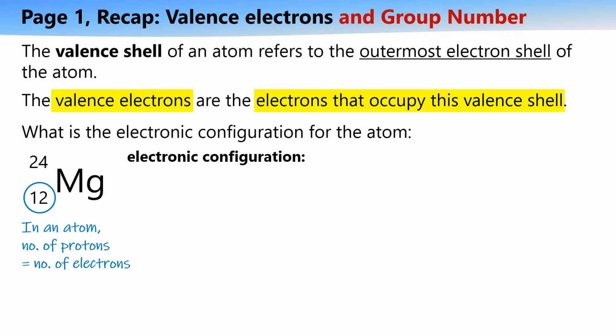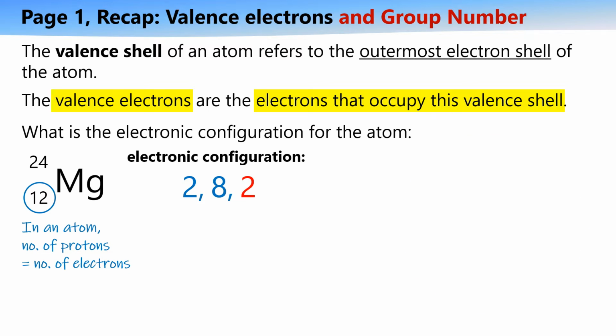So what is the electronic configuration for magnesium? The first shell can only take 2. So now I have 10 electrons left to arrange. Can I put all 10 in the second shell? No. Similarly, the second shell can only take 8. After I've arranged 8 electrons, how many electrons are left over? That is 2. So write down the electronic configuration for magnesium as 2, 8, 2.